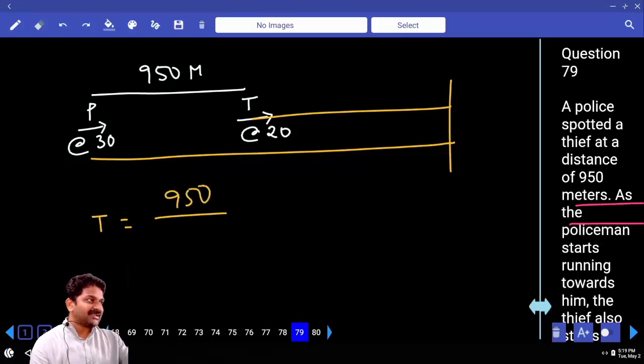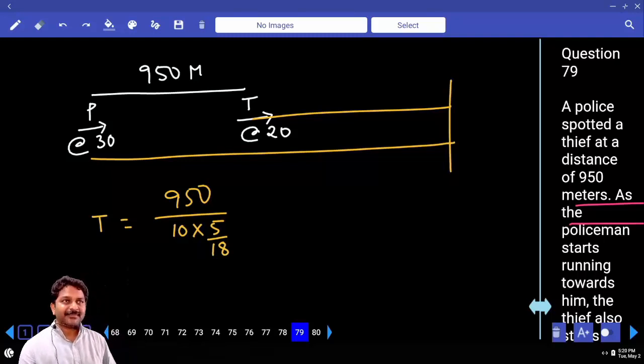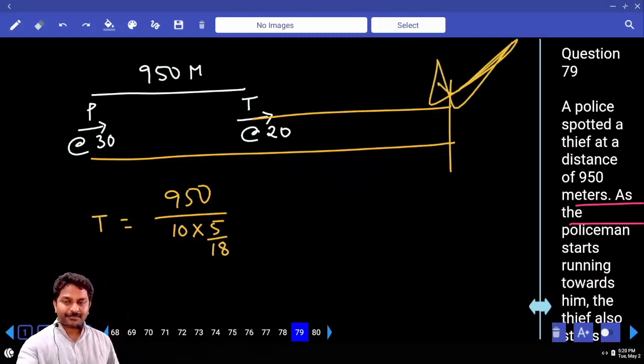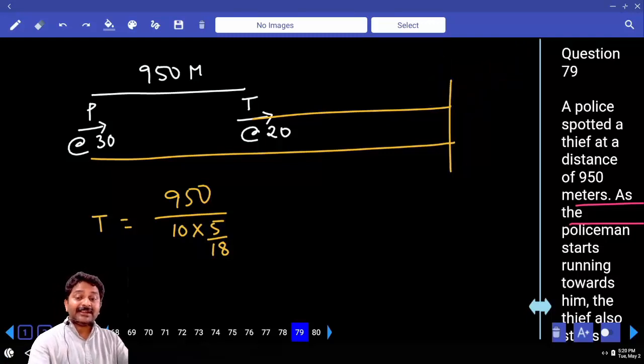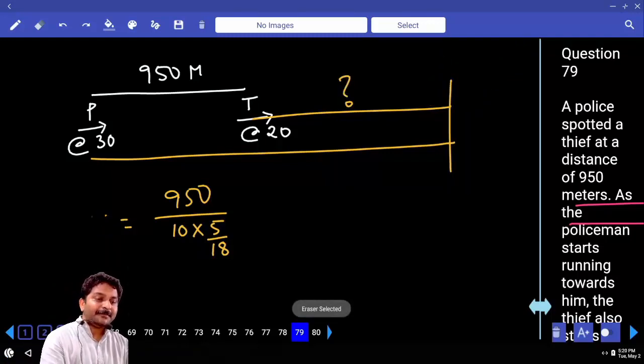950. Time, in the sense, distance by speed. Both are moving in the same direction. Relative speed? S1 minus S2. How much is that? 10. This is kilometer per hour. But the numerator 950 is in meters. You need to convert into meter per second, 5 by 18. This much time it takes to reach this place. Correct? Now to calculate the distance covered by the thief, distance in the sense speed into time.